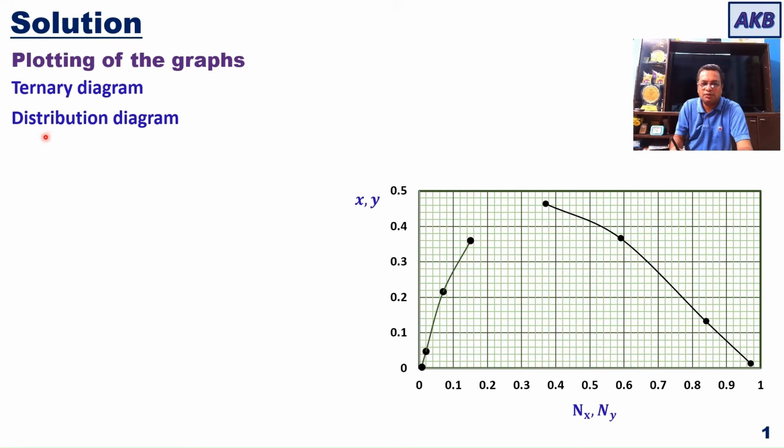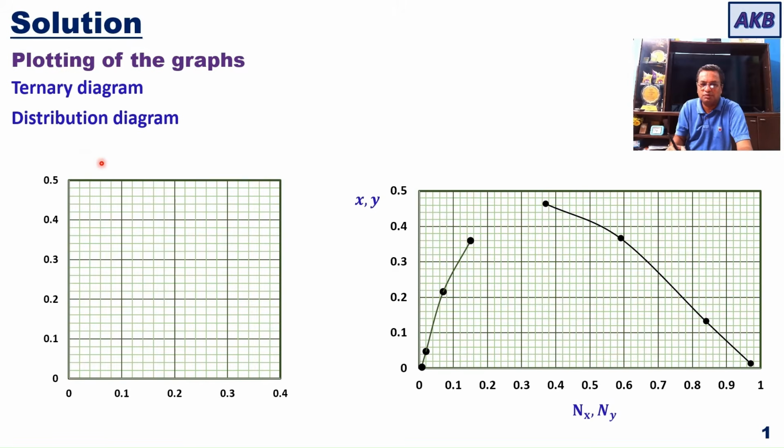Then, as I said, we also need the distribution diagram, so we will also plot it. The distribution diagram is obtained by plotting x on the x-axis and y on the y-axis. So you'll be getting the distribution curve in this way. We need to use both graphs in our solution. So let us move ahead.